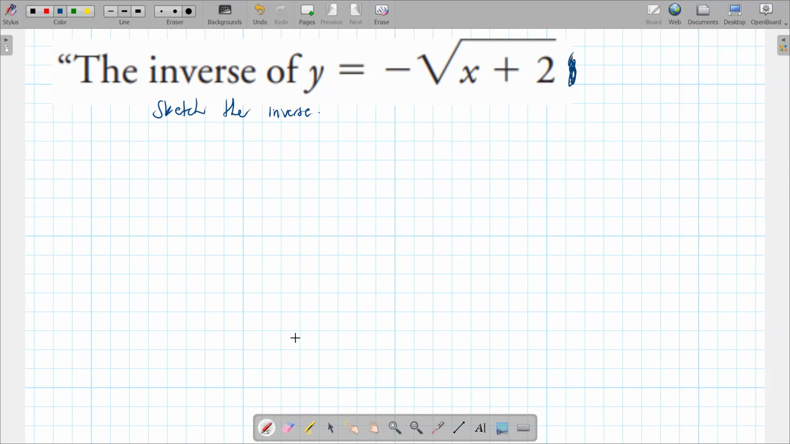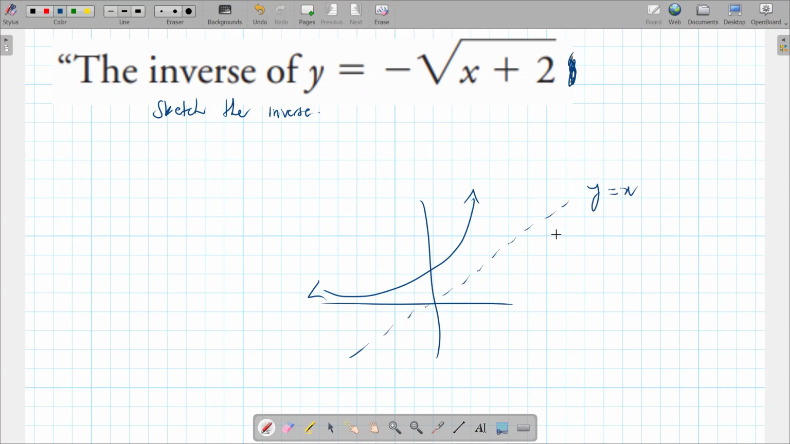Inverse is, well, something graphical. I think this is the easiest way to explain it. An inverse is something that is reflected on the line y equals x. For example, you have the function 2 to the power x, you reflect it on this line, you get log of x. That's an example of an inverse.